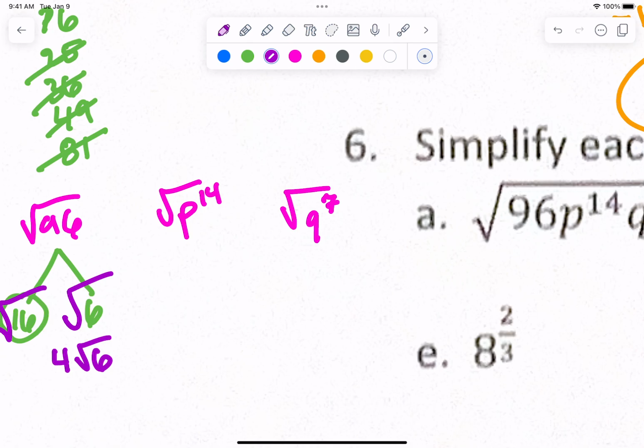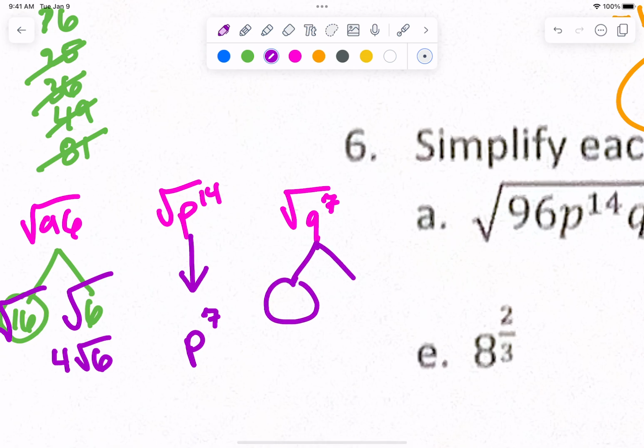All right, the square root of p to the 14th. Does that one come out nice? Yeah, 14 is an even number, and you're just taking the square root, so just p to the 7th. Right? Okay, what about q to the 7th? Can we take the square root of that? No, we break it down into q to the 6th, and we hang one off, right? That would make 7 total. What's the square root of q to the 6th?